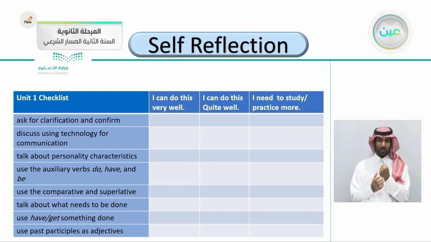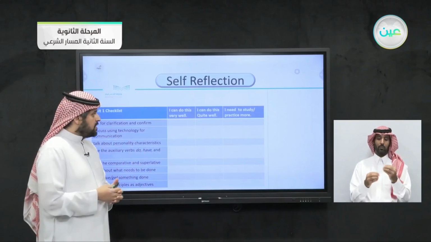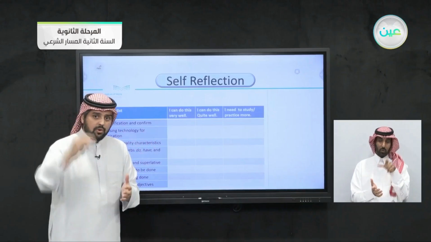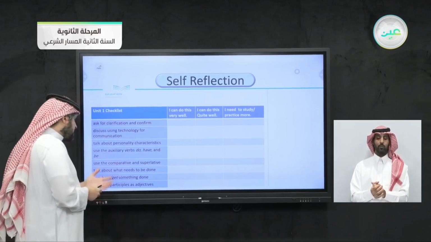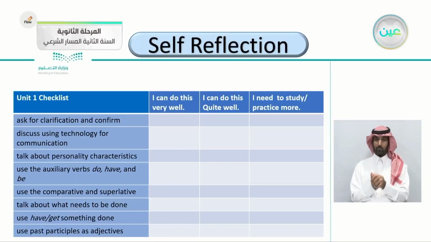Discuss using technology for communication. Talk about personality and characteristics. Use the auxiliary verbs do, have, and be. Do you think you can do this very well, or quite well, or you need to study more? So you have to evaluate your understanding of the whole unit. Use the comparative and superlative. Do you understand it, or do you need more practice? Again, you have to evaluate yourself.